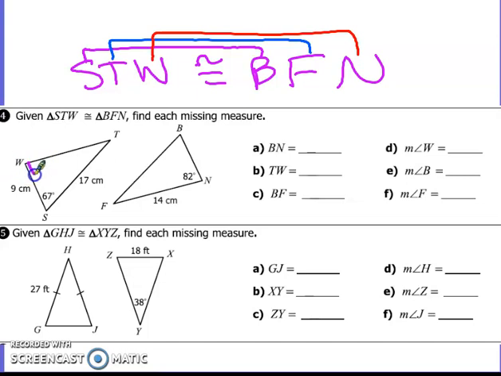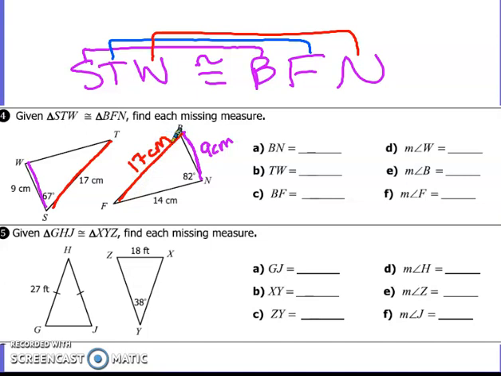I have side WS, and we know that WS is 9 centimeters. Well, if I look at WS, that's 3 and then 1 in the first one. So I'm going to go to side NB. They're going to be congruent. So NB is also 9 centimeters. If I look at side ST, it is 17 centimeters. Well, ST corresponds to BF. So this side is also 17 centimeters.